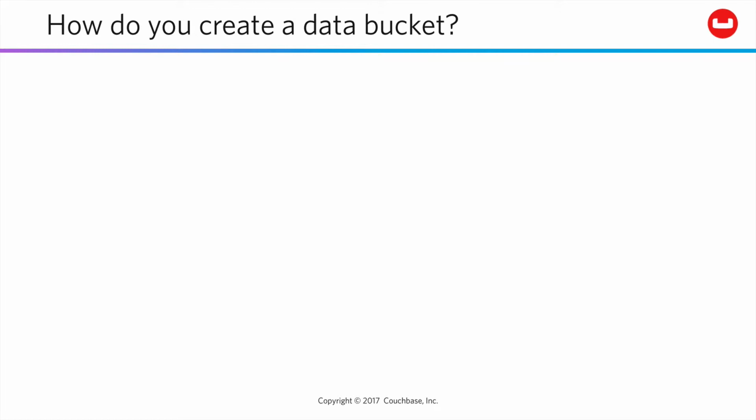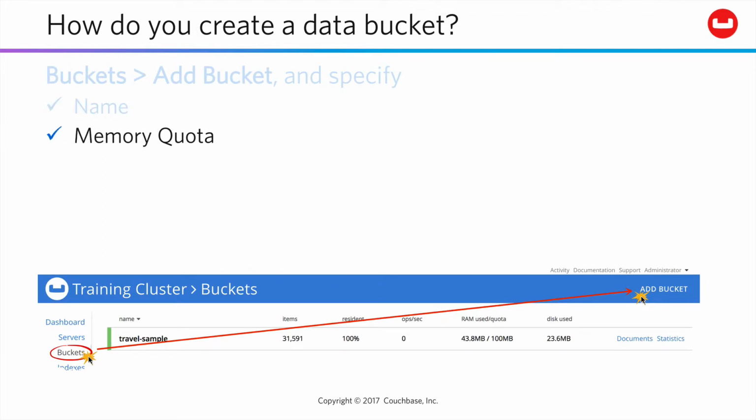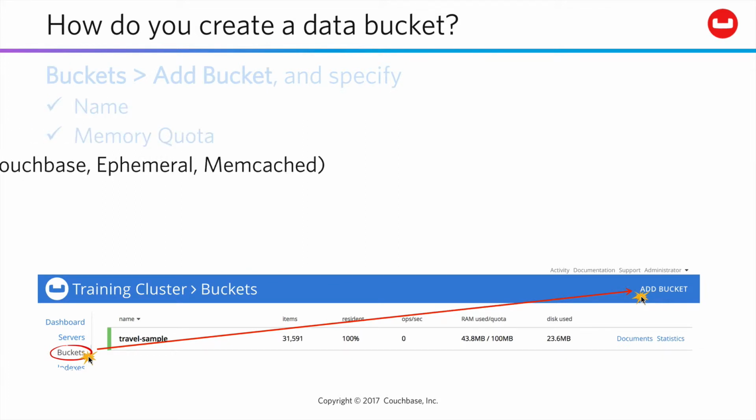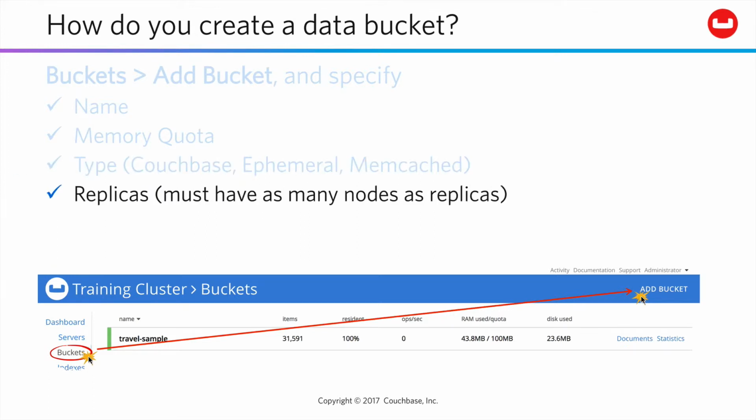Adding a bucket in Couchbase is easy. Just go to the bucket screen and click Add Bucket, then specify the name, the per node memory quota, the type, whether that is a persisted Couchbase bucket or a non-persisted in memory ephemeral bucket, or a more limited memcached cache. Then you'll set up your replica count up to 3, remembering that replicas in Couchbase never reside on the same node as their active document.